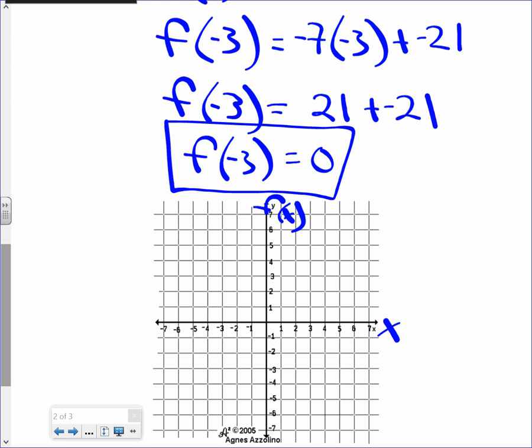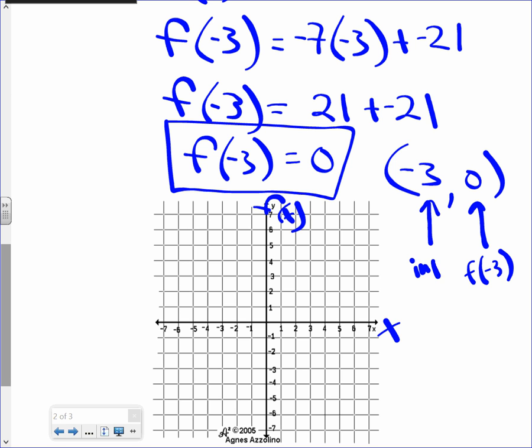Let's plot this puppy. What was the ordered pair? What was my input? -3 and 0. Thank you. So this was my f of x. This was a function at -3, and this is my input. Let's plot -3, 0. Do it with me. There it is. That was easy. Notice this is no longer the y coordinate, it's the f of x coordinate. Everything's the same though. F of x, x, for rocking and rolling. Right, -3, 0.